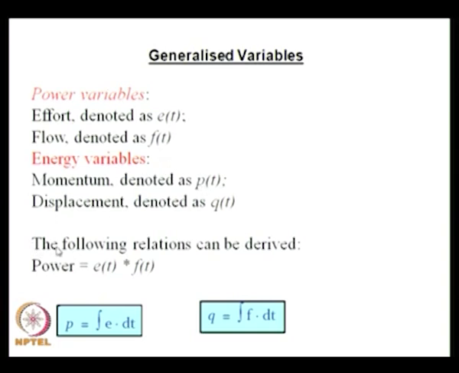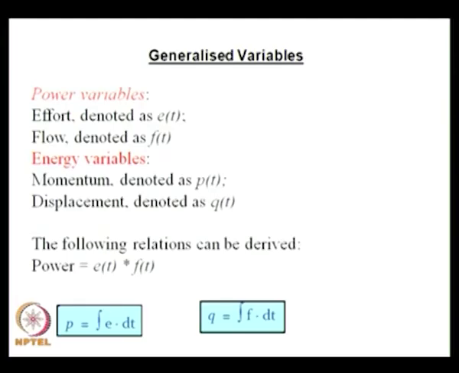The power flow in the system is given as power equals effort multiplied by flow. Whenever there is a power flow taking place, that is actually a product of the effort and the flow. And momentum is basically the integral of the effort. So P is obtained by integral E dt, and similarly Q is obtained by integral F dt. That is, the integral of flow gives the displacement and the integral of effort gives the momentum.